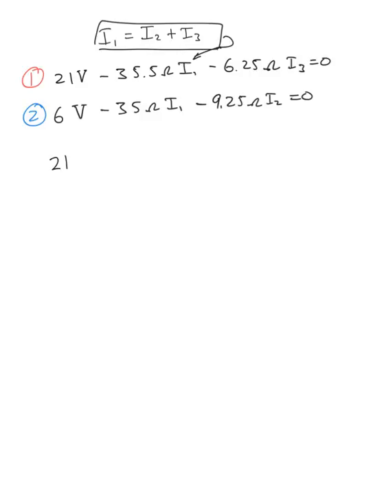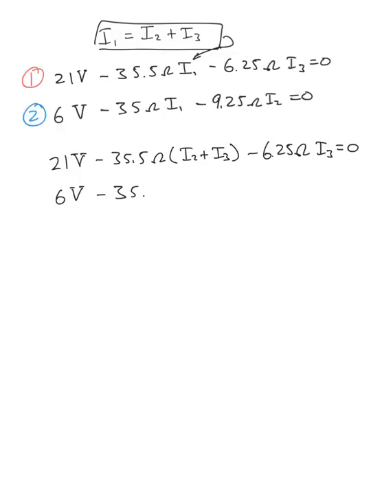So I could say that 21 volts minus 35.5 ohms multiplied by I2 plus I3 minus 6.25 ohms multiplied by I3 equals 0. And I'm going to do the same thing with my second equation, 6 volts minus 35.5 ohms multiplied by I2 plus I3 minus 9.25 ohms multiplied by I2 equals 0.